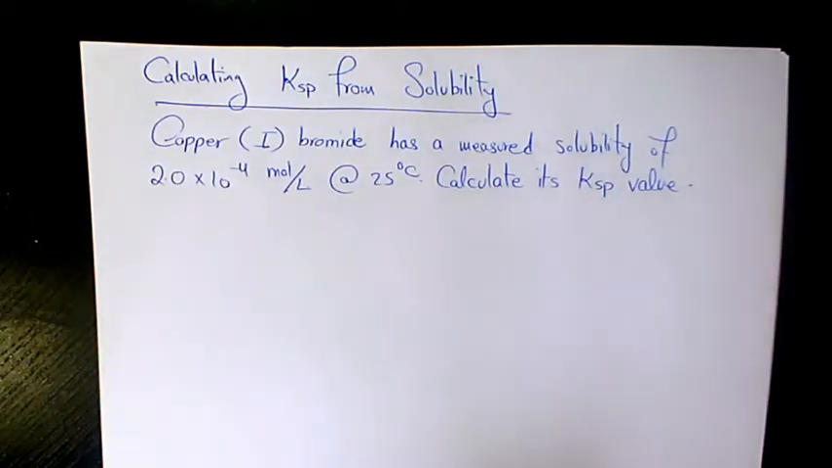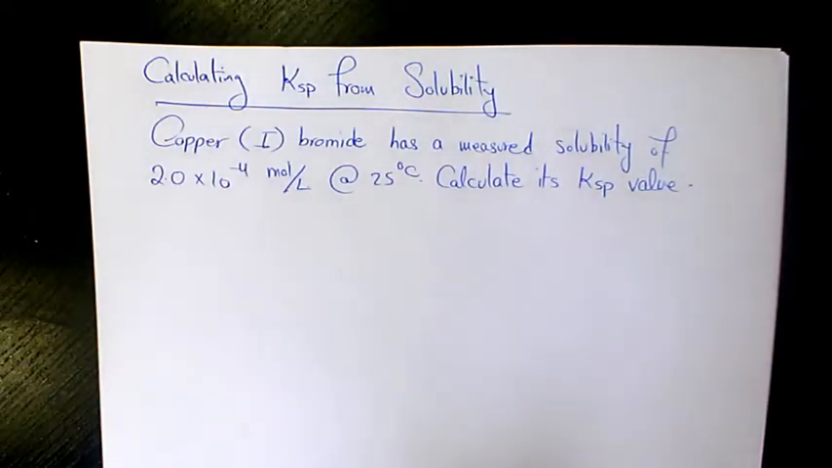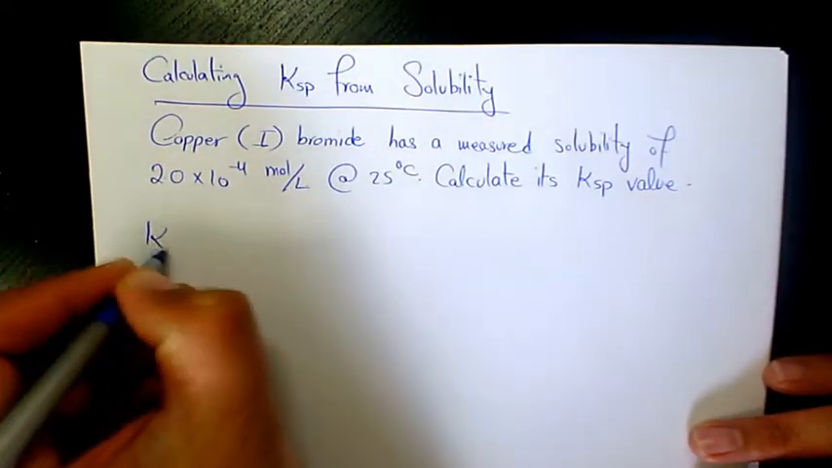Welcome to another video. In this video I want to show you how to find out the KSP from solubility. Here it says copper 1 bromide has a measured solubility of 2.0 times 10 to the power of negative 4 mole per liter at 25 degrees Celsius. Calculate its KSP value.